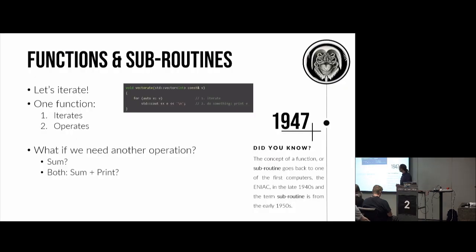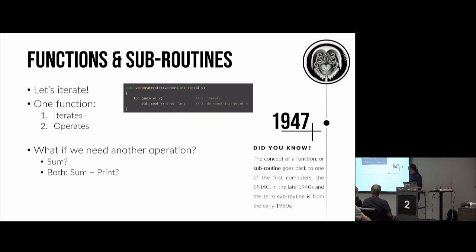iterations. So say we have a vector that we want to iterate over. We can write a regular function, call it vectorate. Basically, we iterate over the sequence of the vector, and then we print out the elements. So we can see that this one function or subroutine, the concept of subroutine actually goes back to the late 40s, so it's not very modern.